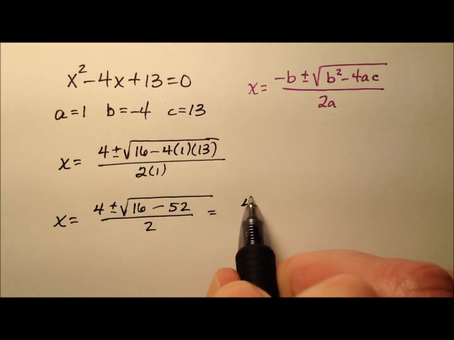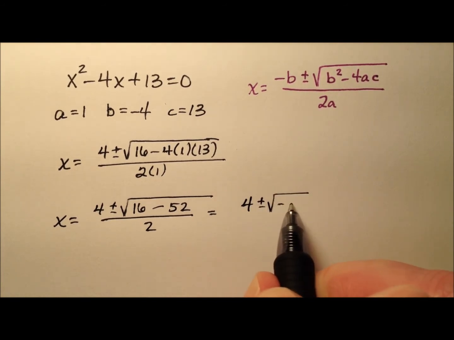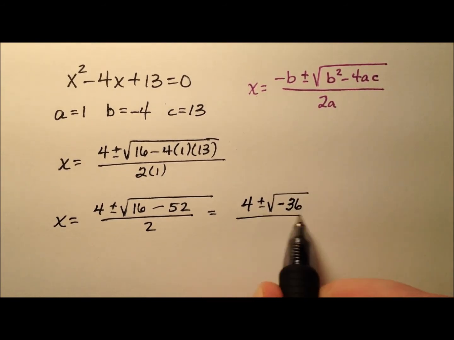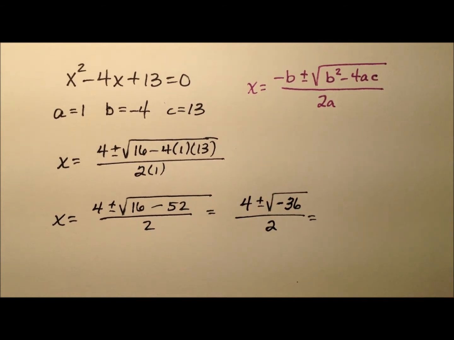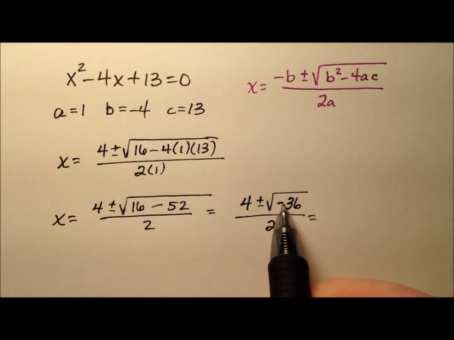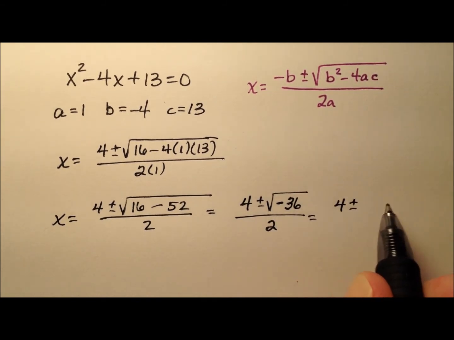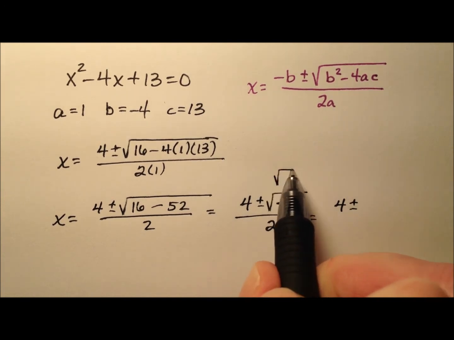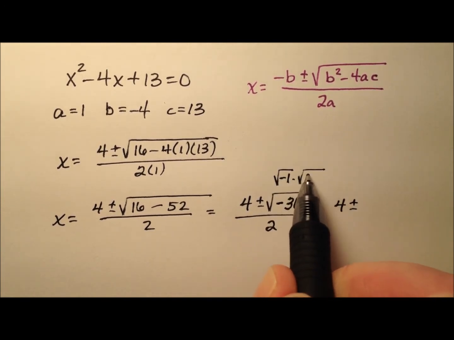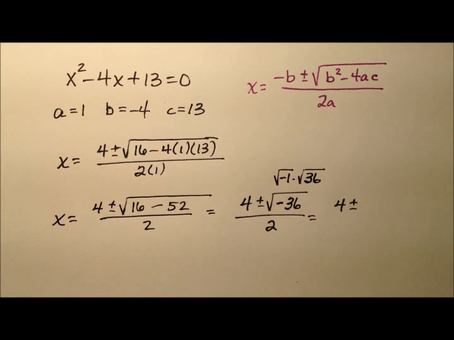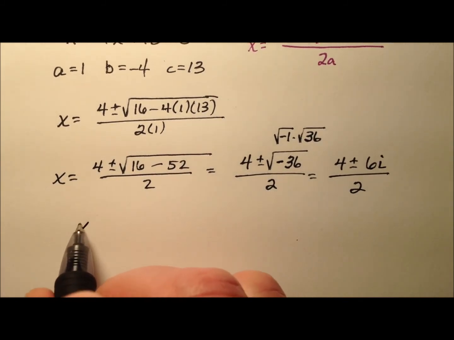So shuffling over, we have 4 plus or minus the square root of negative 36. And we see that the square root of a negative here will ultimately give us complex solutions. So 4 plus or minus, I can break this up as the square root of negative 1 times the square root of 36. And the square root of 36 is 6, and this negative 1 will give us the i, all over 2. So let's go ahead and finish up.